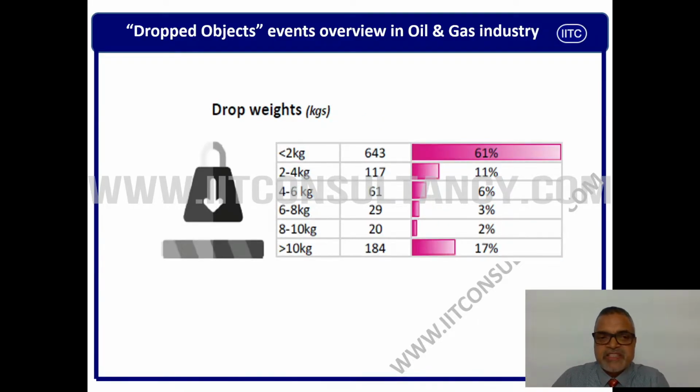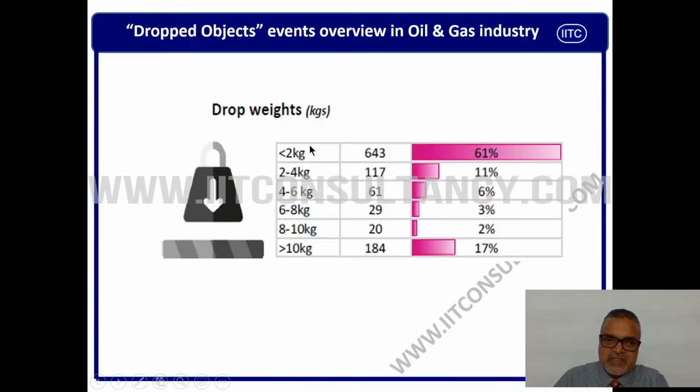Now guys, as we mentioned, we also have the category of the drop objects in terms of weight. You see in the first column: less than 2 kg, 2 to 4 kg, 4 to 6 kg, 6 to 8 kg, 8 to 10 kg, and greater than 10 kg. Can you understand? If this 10 kg falls from, let's say, 2 meter or 3 meter on anybody's head, do you think the person is going to survive? I don't think so.